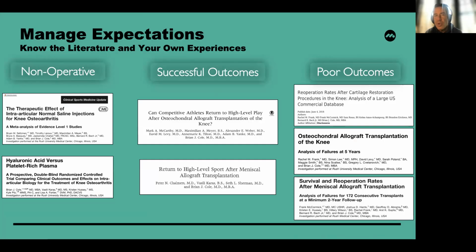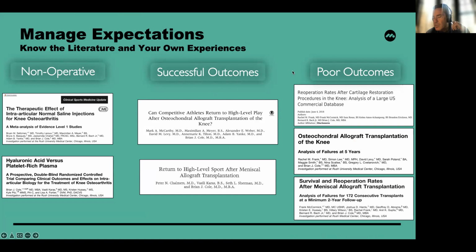I think in the end, it's important to manage our patients' expectations and know the literature and your own experience. We know that non-operative treatment can actually provide beneficial symptom relief for many of our patients. We also know when we can achieve successful outcomes, but I think we've learned more to date from analyzing our poor outcomes, as you see here.